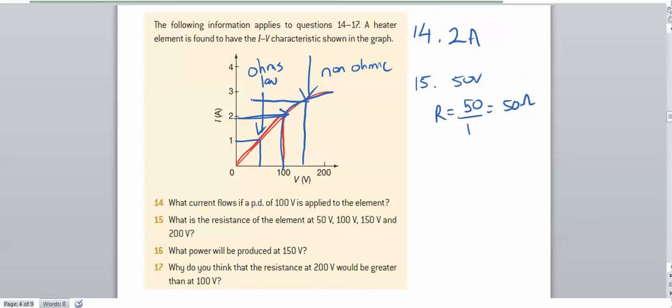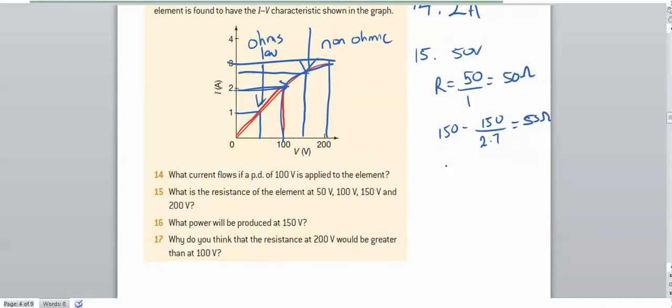At 150 volts, I'm just doing a bit of an estimate there. Let's say 2.7. So 150 volts, we're going to get 150 divided by, say, 2.7, which is approximately equal to, say, 55 ohms. Just having a guess though, aren't we? And for 200 volts, about 200 divided by 3, which is about 66 or so.